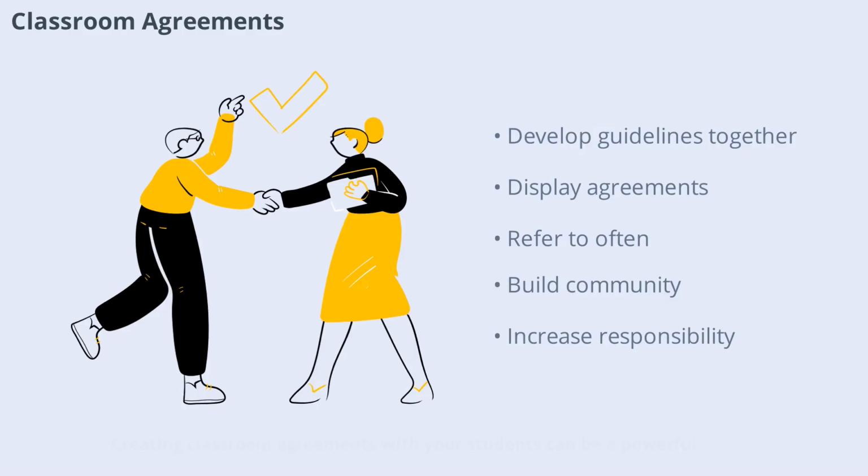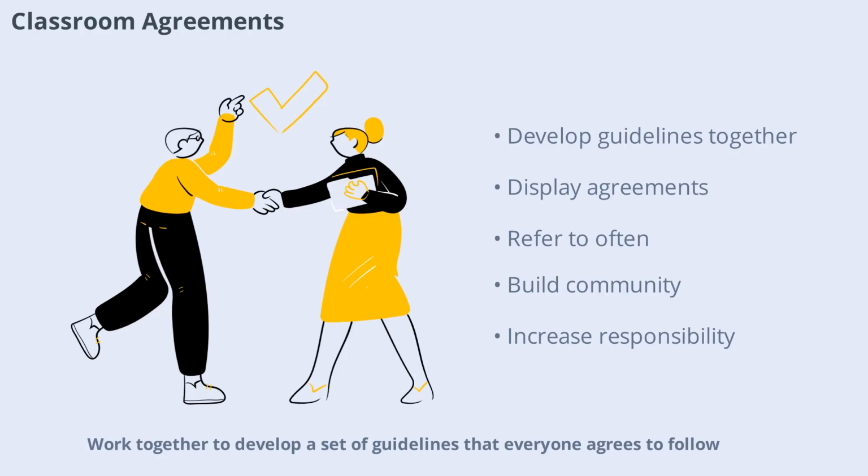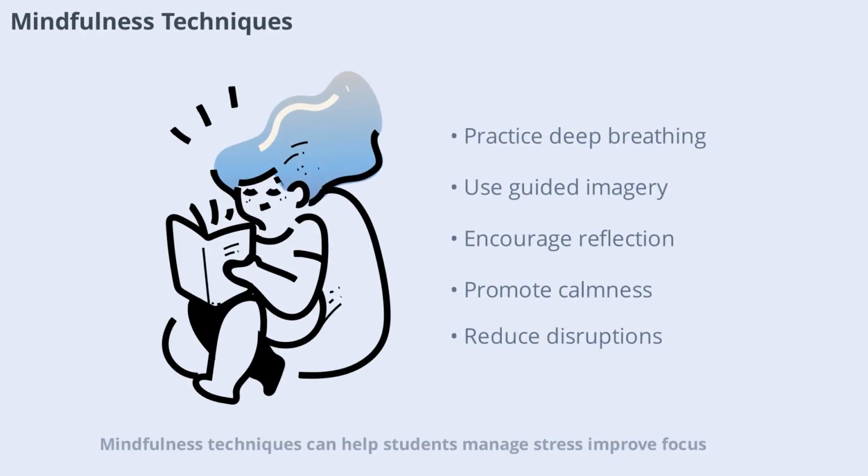Creating classroom agreements with your students can be a powerful way to build a sense of community and shared responsibility. Work together to develop a set of guidelines that everyone agrees to follow. Display these agreements prominently and refer to them often. When students help create the rules, they are more likely to respect and uphold them, leading to a more harmonious classroom environment.